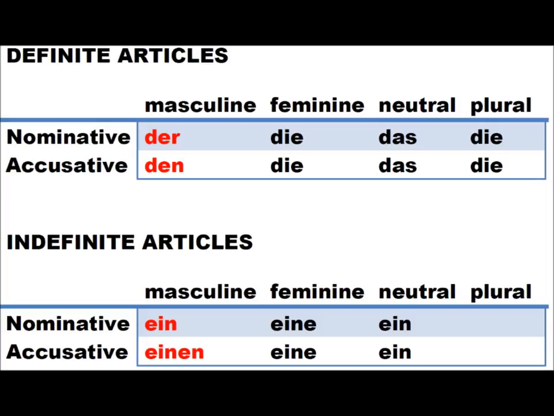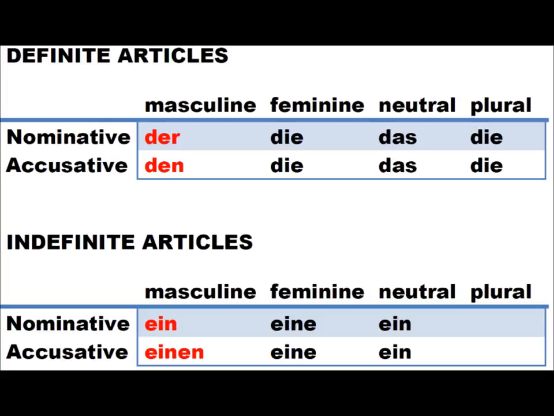Let's take a look at these two tables. They are very important if you want to really understand the nominative and the accusative case. So the first table concerns the definite articles. In German, the definite articles are der for masculine, die for feminine, das for neutral, and die for plural. So the subject in a sentence always requires you to use one of these articles, okay? The subject of the sentence takes the nominative case.